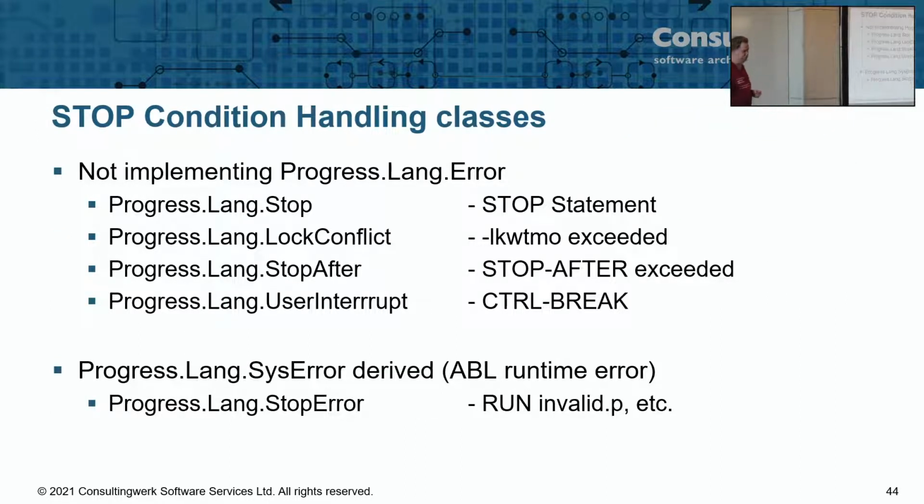Progress has introduced a number of classes for stop conditions. And that's a little bit confusing. Progress has decided that there are stop conditions that are now more like errors. So running an R code which is not properly compiled is a stop condition which is considered being an error. But the stop after is now its own class. The lock conflict is its own class. If the user presses control break, is its own class. And the other stop, which is like for really system errors, is also its own class.